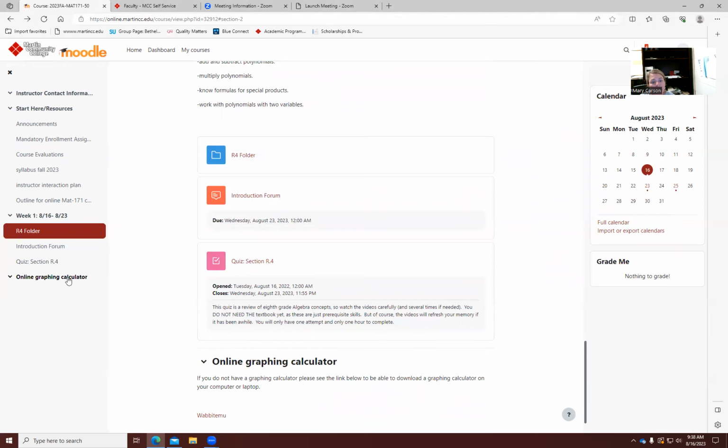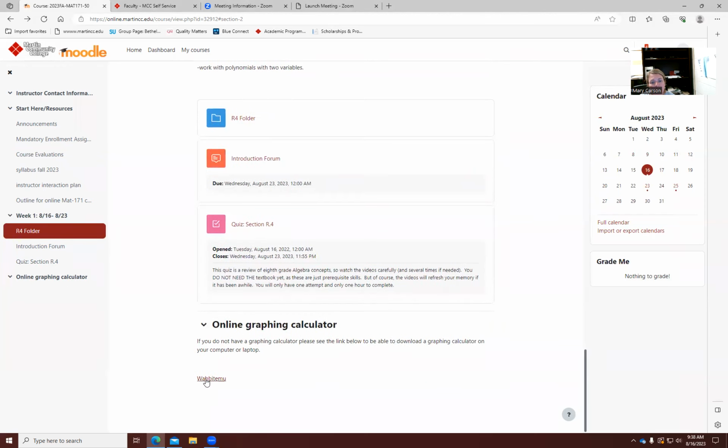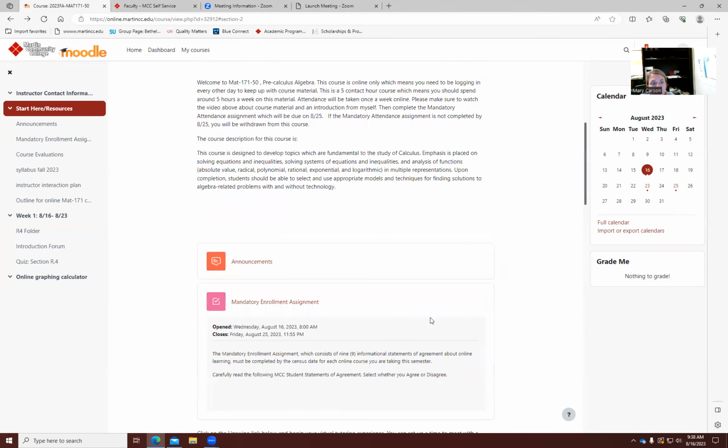And there's also an online graphing calculator on your laptop at home. This probably wouldn't work on a school laptop, but if you have a computer at home, you could use that. I believe the schools should have calculators for you to use. If you don't, let me know and I can try to get one for you. But that is the gist of the course.